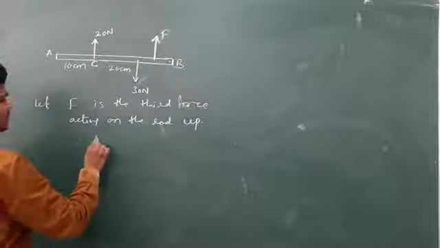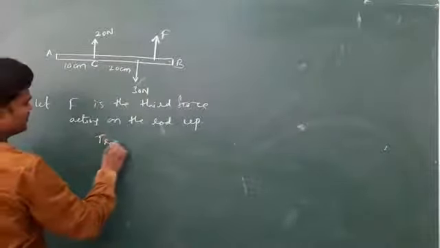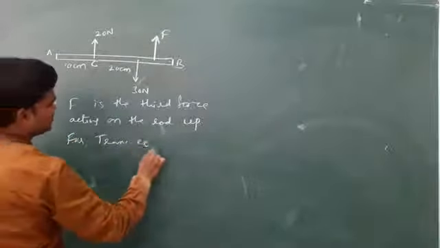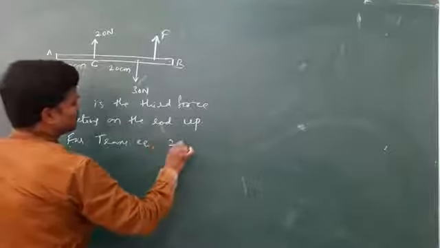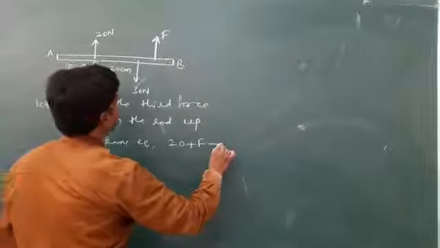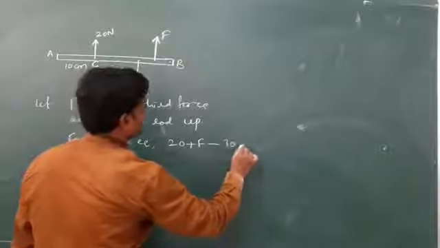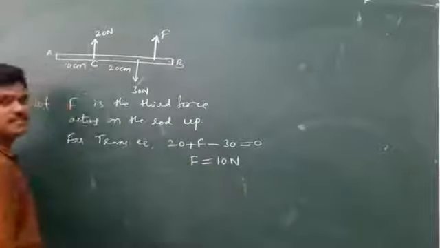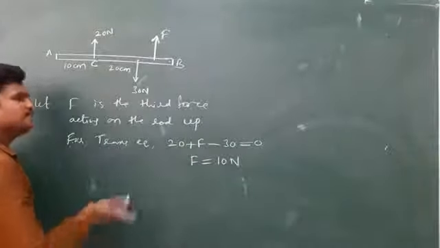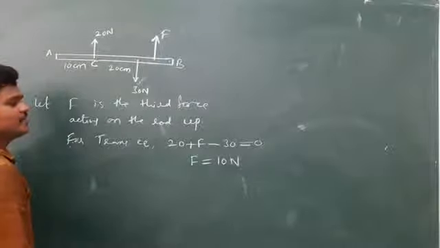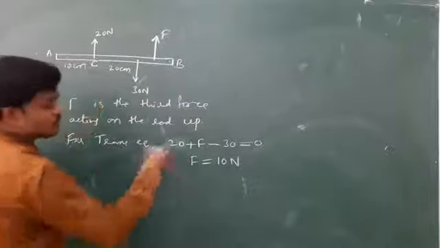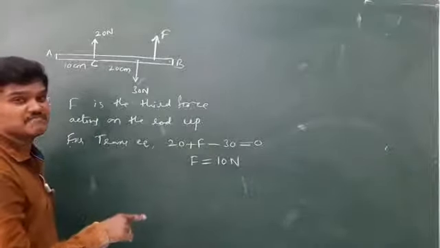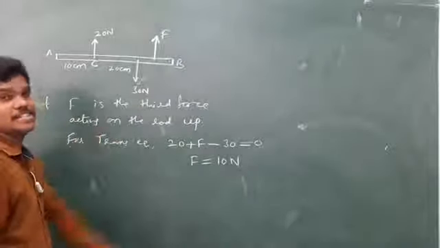Now, for the rod to be in translational equilibrium, net force is equal to 0. 20 plus F minus 30 is equal to 0. F is equal to how much? 10 Newton. So upward, if you get minus, downward. So plus 10 Newton acting upwards. But we don't know where we have to apply it, at what distance this 10 Newton is applied. To get the distance at which this force is applied, use the rotational equilibrium.